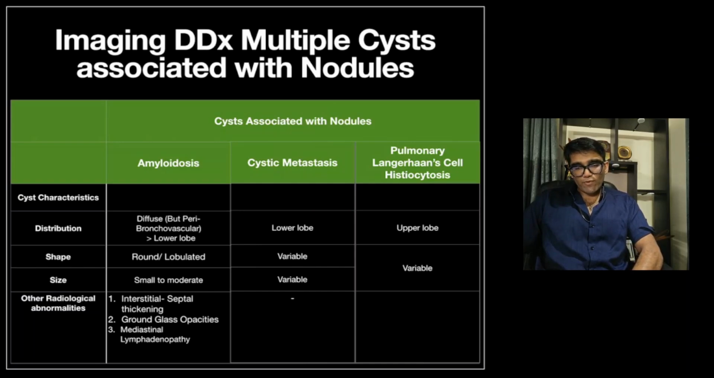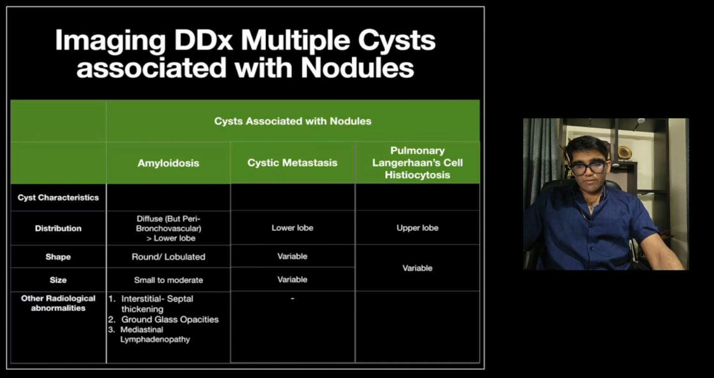Now, the shape of amyloid nodules is usually round to lobulated. Cystic metastases can vary in shape, maybe round particularly in renal cell carcinoma and those arising from the genitourinary tract, but they may be variable in shape. In pulmonary Langerhans cell histiocytosis, initially the nodules are round centrilobular nodules. Later on they become bizarre shaped and stellate, and they can then secondarily form cysts, which again have a bizarre shape.